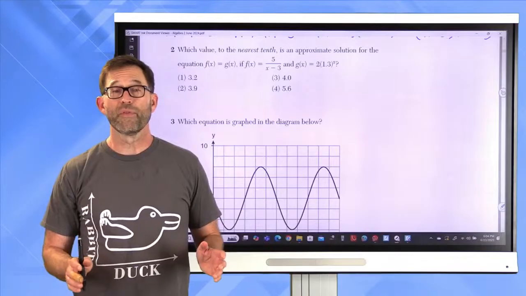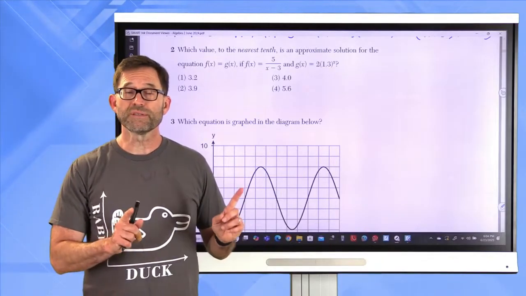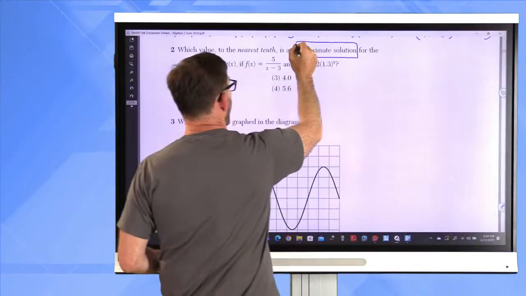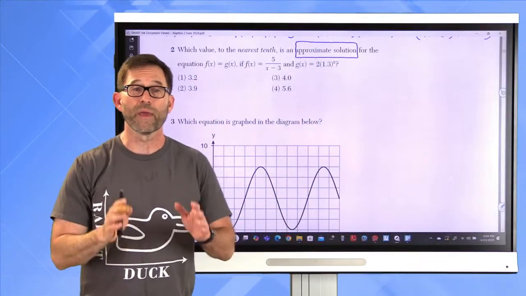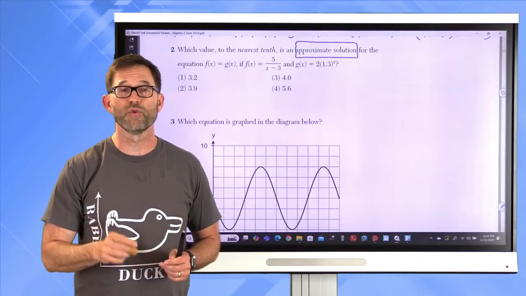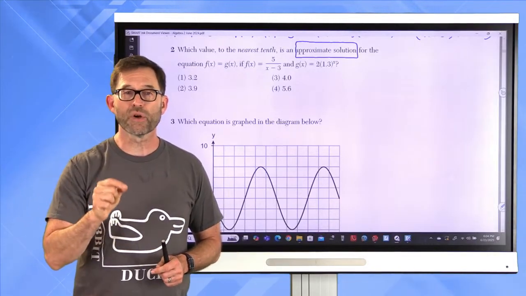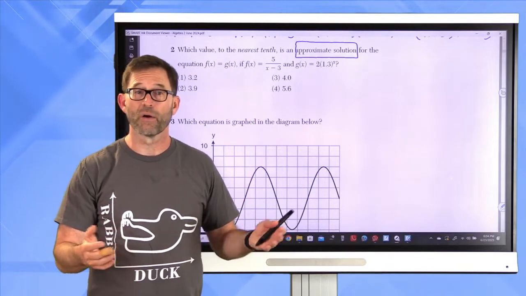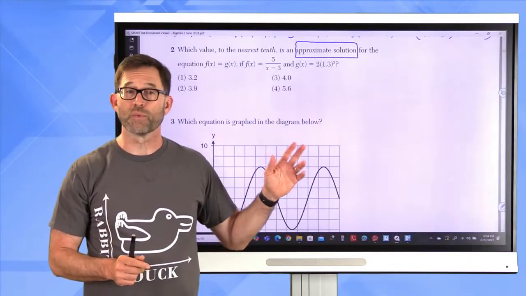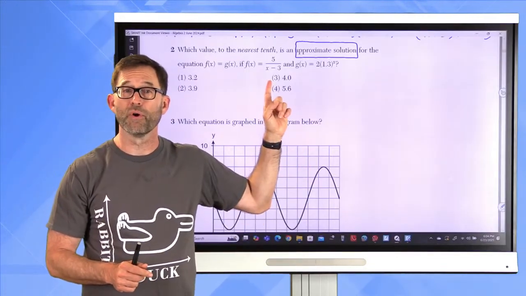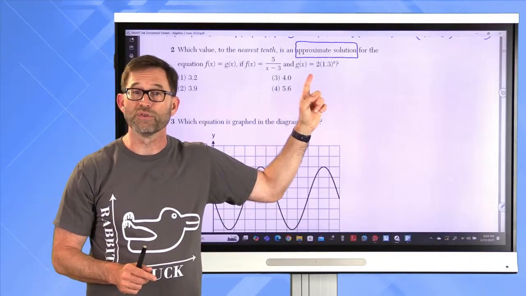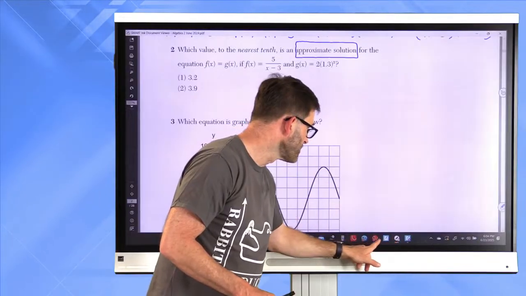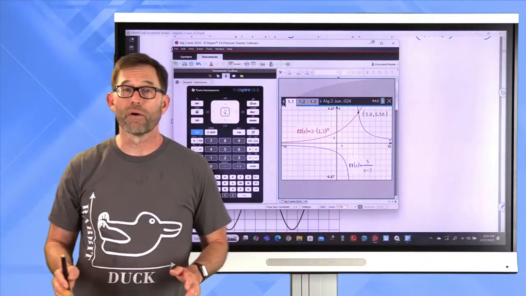All right, a couple things on this. When you see something that asks you for an approximate solution, what they are really getting at is a skill that they want you to know, especially at the Algebra 2 and higher level, which is how you solve an equation, specifically this equation, graphically. Specifically, we want to take our graphing calculator, put f(x) in, put g(x) in, and find their intersection point. To save ourselves a little bit of time, I've actually already done that here.